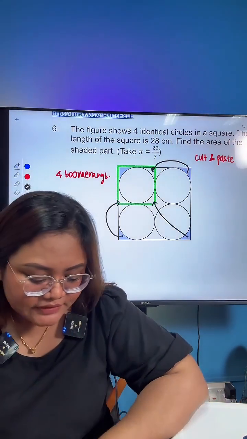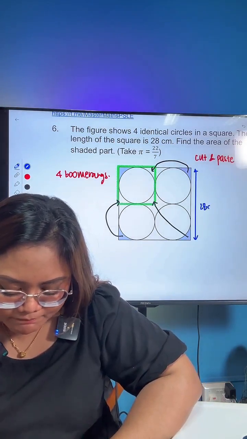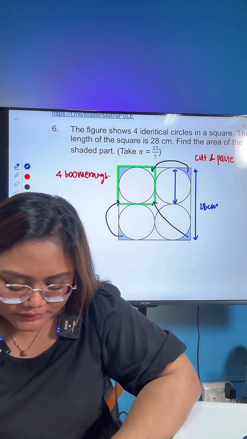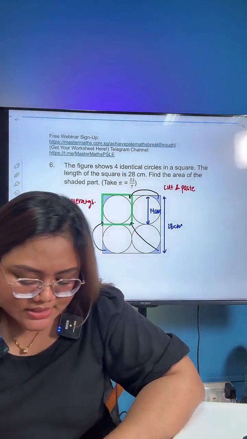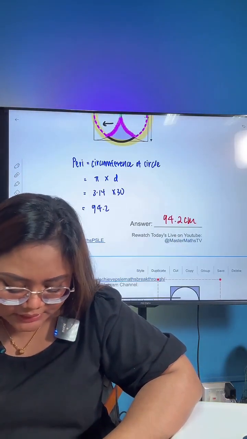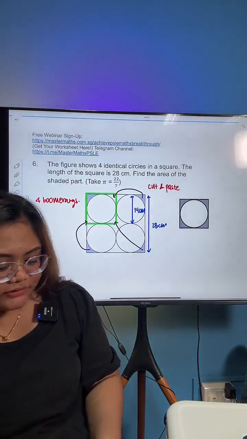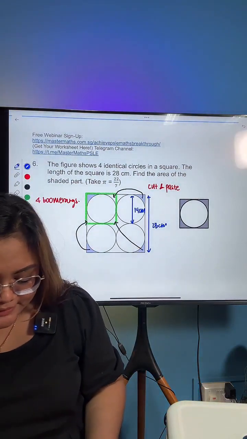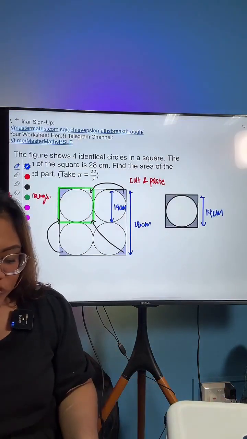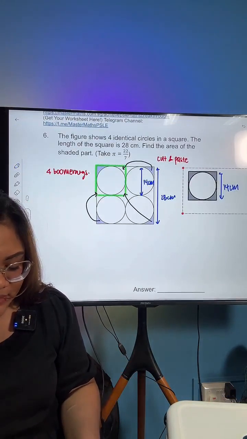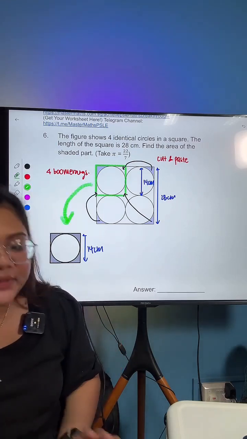Now, first of all, we know that the length of the square is 28. So if this is 28 cm, this part here would be 14 cm. Agree? If I do cut and paste, essentially each side is 14 cm. So all I have to do is look at the smaller square and take square minus circle, that's all. I'm just zooming this in. This is what I will get.